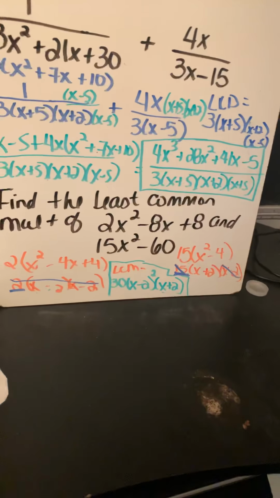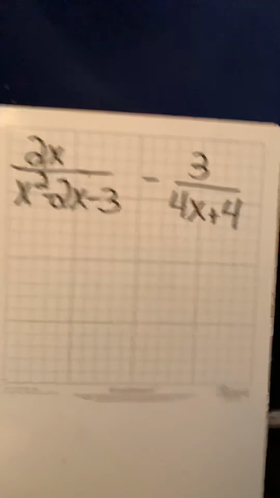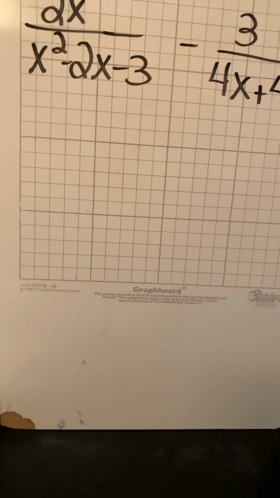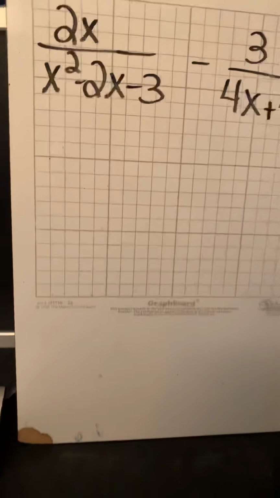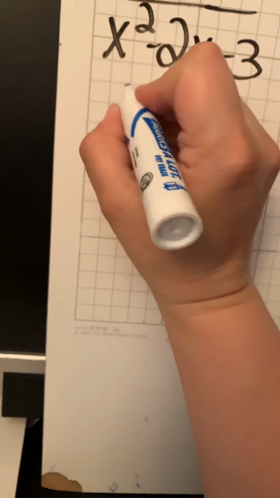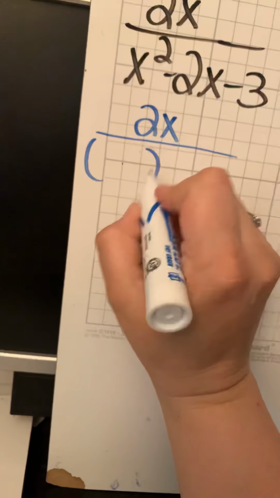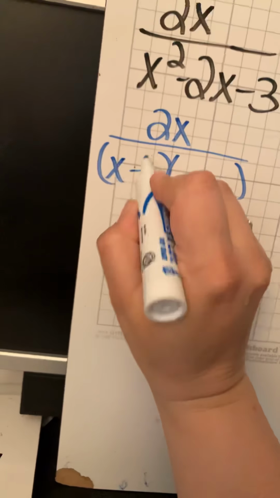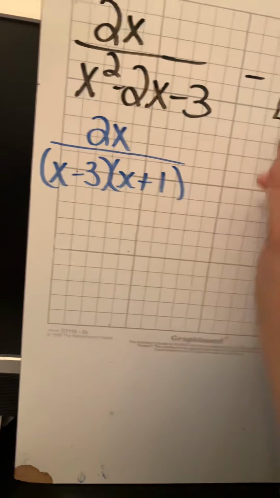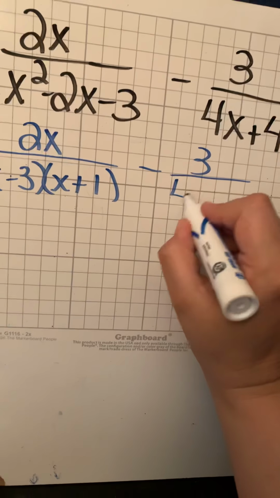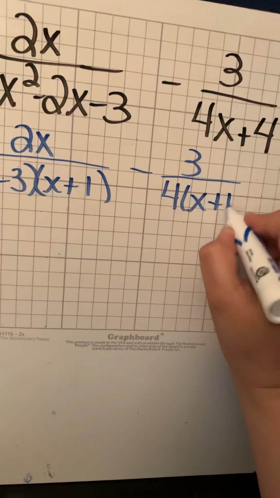So let's do a few more examples. Okay, so we got this one back here. Again, we're going to factor each one of those denominators. So this one here, I'm going to have my 2x on top, and I'm going to factor that. X minus 3, x plus 1. Minus 3, what can I pull out of there? Your 4, x plus 1.